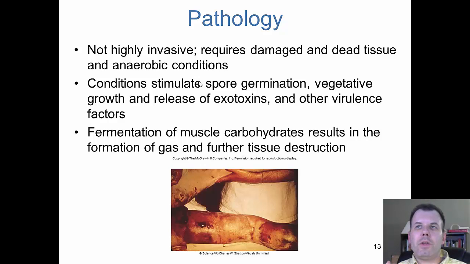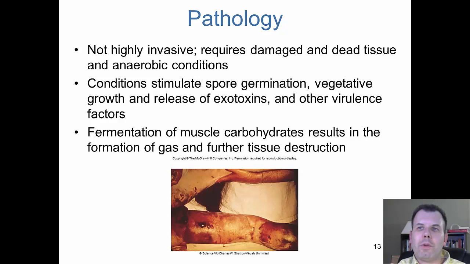Again, conditions stimulate spore germination, vegetative growth, and release of exotoxins, other virulence factors that start eating away at the tissue. That's producing the gas part of it. Also, then you have dying disease tissue, which starts breaking away. And again, you start to see the formation of gas due to fermentation of the muscle carbohydrates.